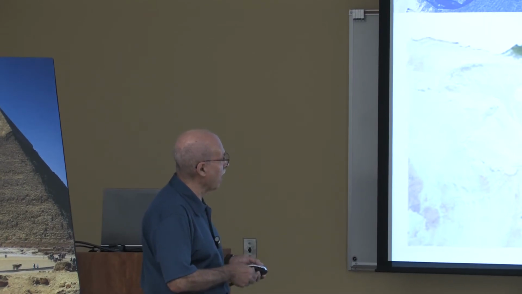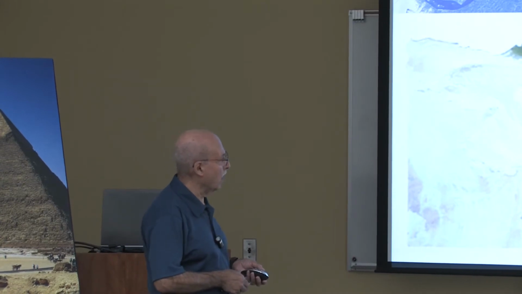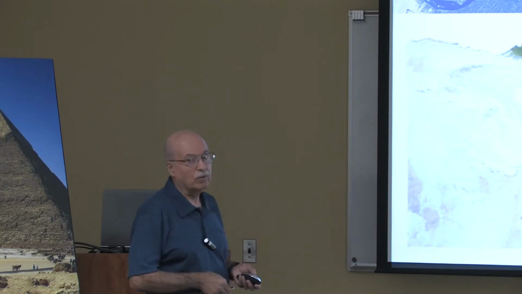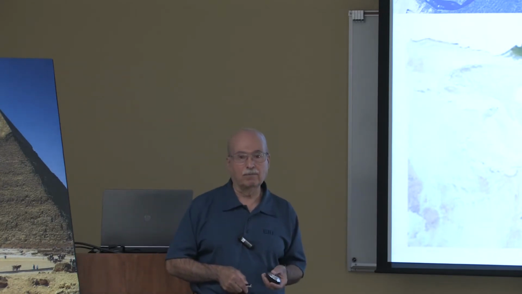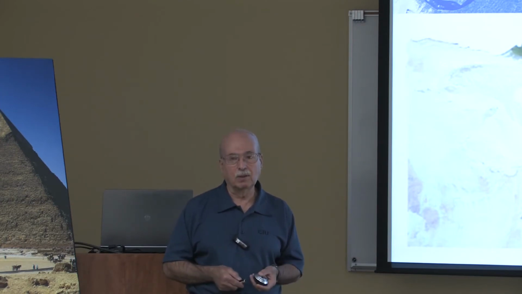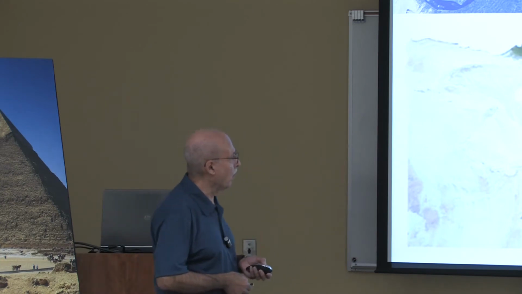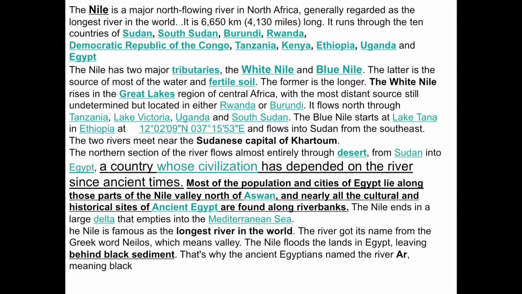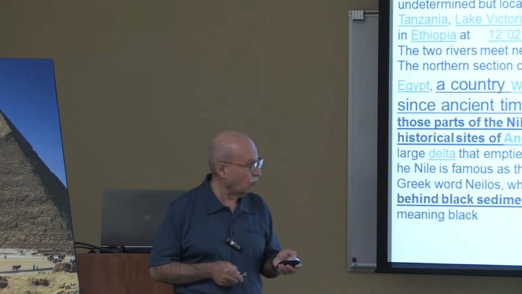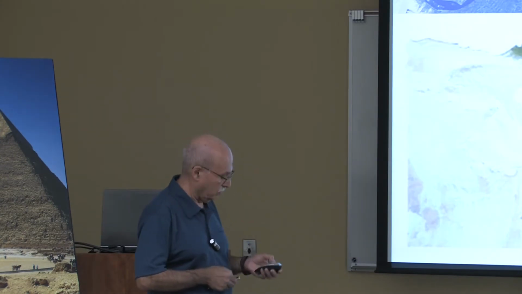And the Nile has two branches, one called Blue Nile, one called White Nile. So this was that river who established the life-giving power of that river that brought the whole civilization. And how? The Nile is a major north-flowing river in North Africa, generally regarded as the largest, longest river in the world. The longest river in the world. Later on you see its journey.